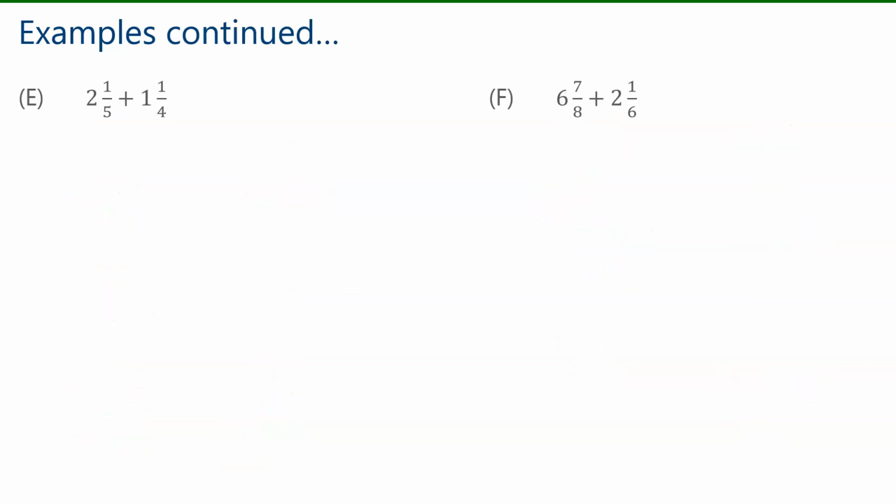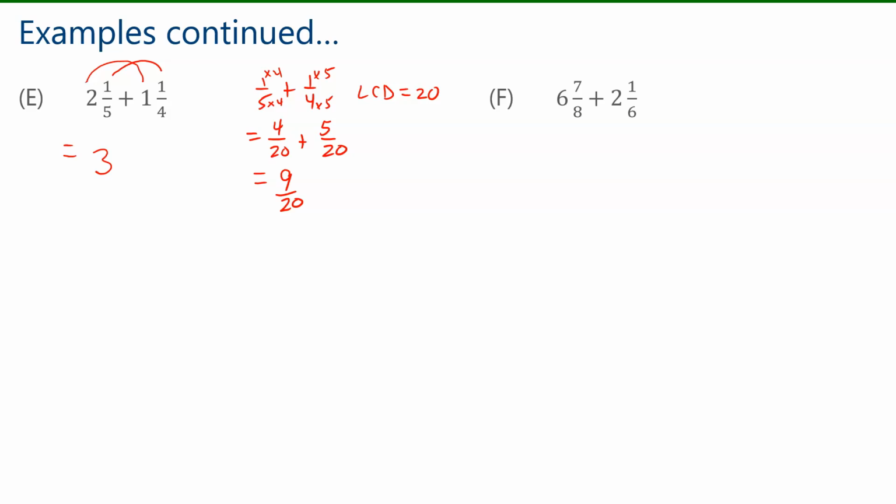A few more. 2 1/5 plus 1 1/4. Let's add the whole number parts so we get a 3. The proper fractions, I'm just going to take off to the side here again, and we're going to work through those. This time our denominators are 5 and 4. They're different. The LCD is a 20, so we're going to rewrite both fractions this time with a denominator of 20. 5 times 4, 1 times 4. 4 times 5, 1 times 5. Add them up. 4 over 20 plus 5 over 20 gives us 9/20. A proper fraction in simplest form.